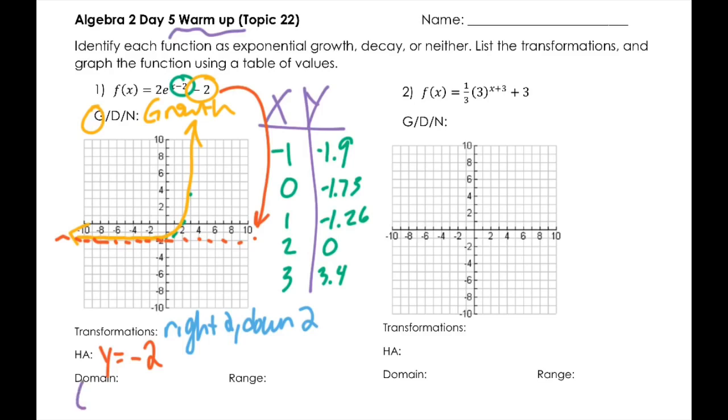The domain of all exponentials is going to be all real numbers because it goes left forever and right forever. And then the range is our asymptote, -2, up to infinity, because it's everything above this asymptote.